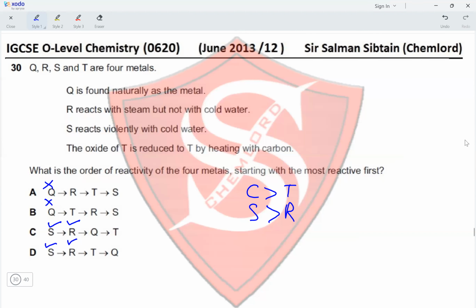Now we have a choice between Q and T. Q is found naturally as a metal. That means you do not have to make it react in order for it to be extracted. And T is less reactive than carbon, but it should be more reactive than Q. So we have Q as the one with the least reactivity, eliminating option C, and T having a reactivity greater than Q but lesser than R. So this makes option D the correct option for this question.